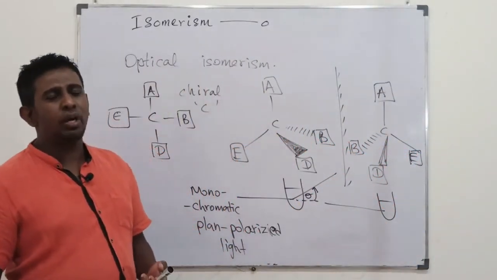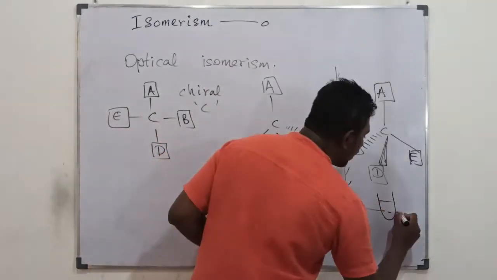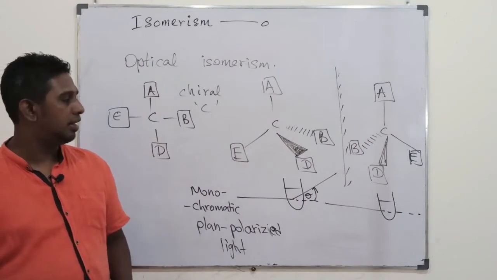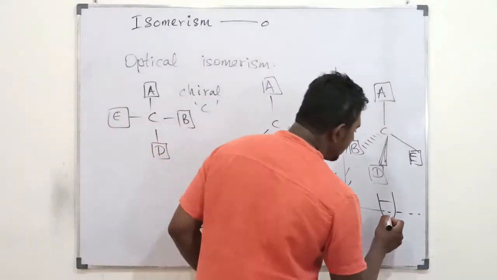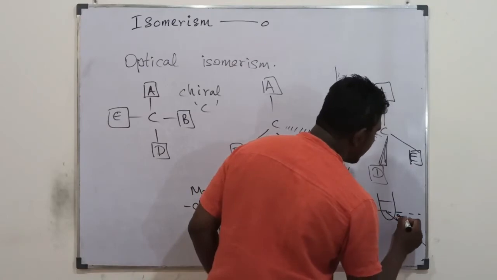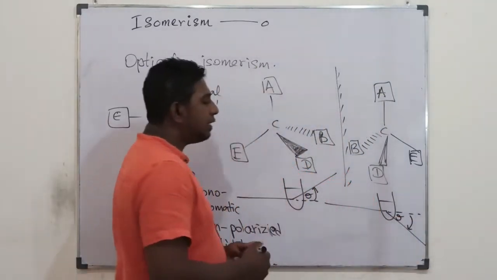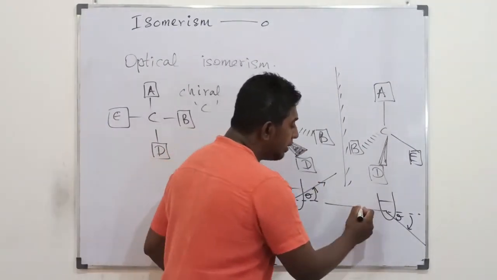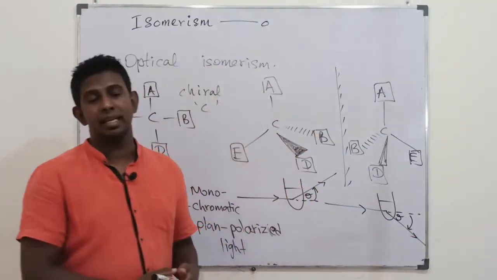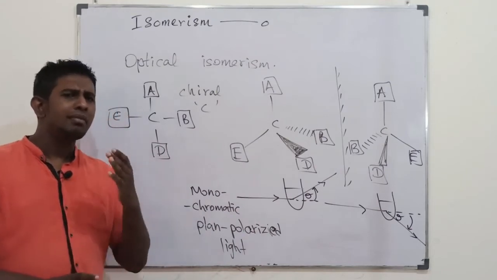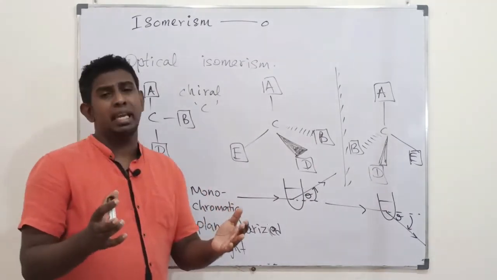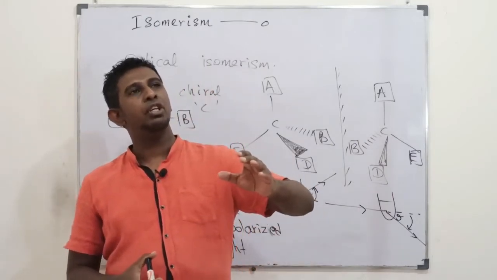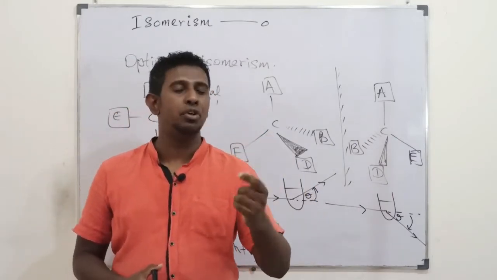What would happen with the other? It also would rotate monochromatic plane polarized light. But not in the same direction, it's in the other direction by the same angle. This one is rotating it to the left-hand side, and this one is rotating it to the right-hand side. That is the way we could distinguish them. Then accordingly, we could name those two types of enantiomers.